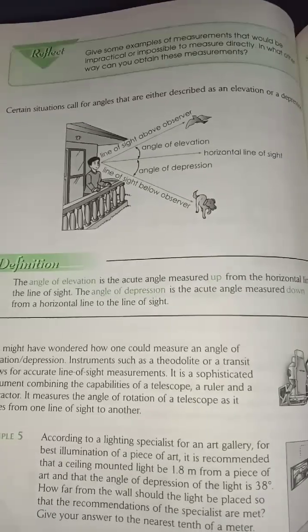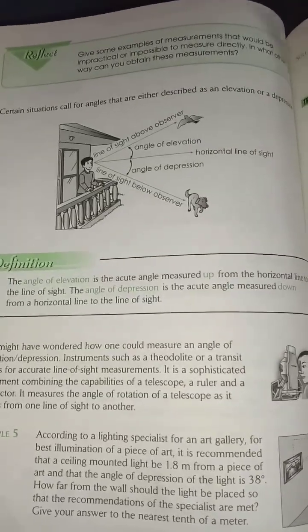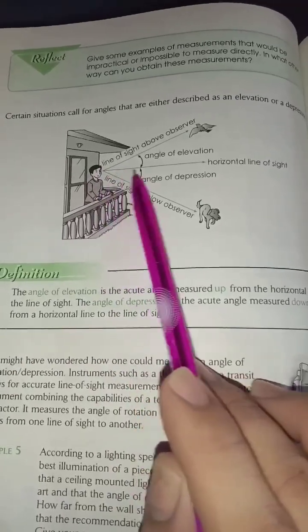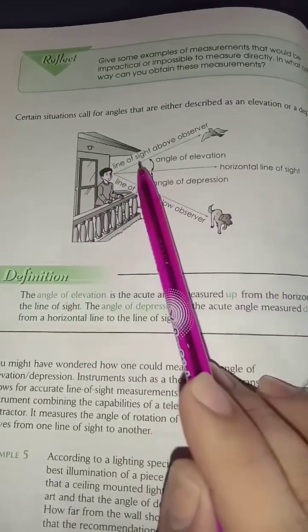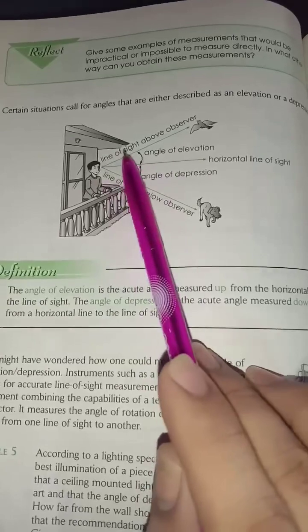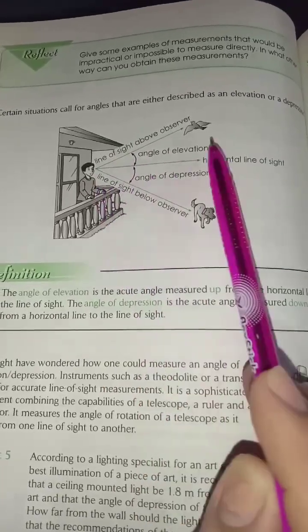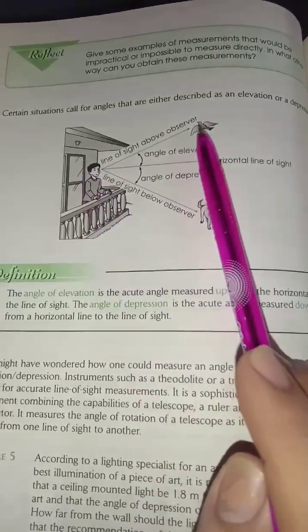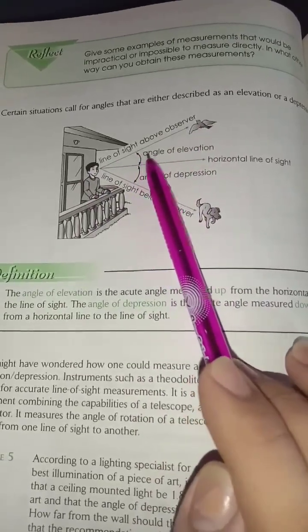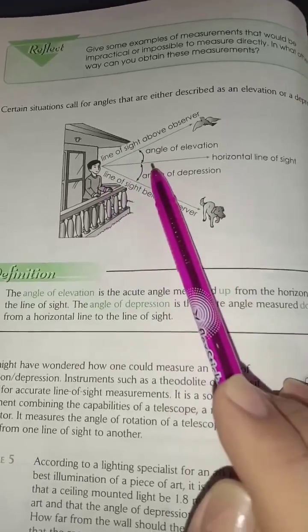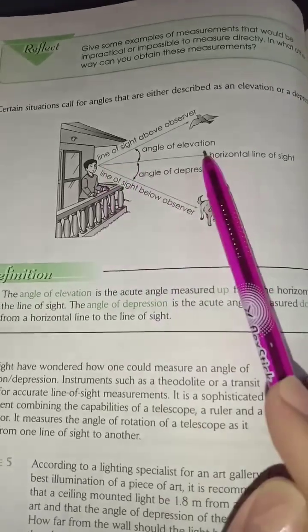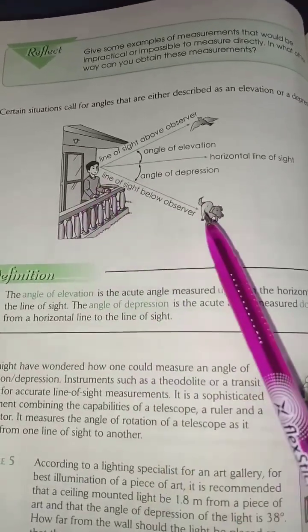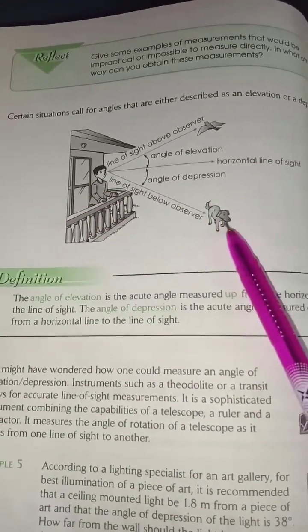Today we will discuss the angle of elevation and angle of depression. Let's say this is an observer. We have the horizontal line of sight, and the angle of elevation is formed between the horizontal line of sight and the line of sight above the observer. Let's say this man is staring at the bird, forming an angle of elevation. Whereas the angle of depression is formed between the horizontal line of sight and the line of sight below the observer. Let's say this man is staring at the dog below.